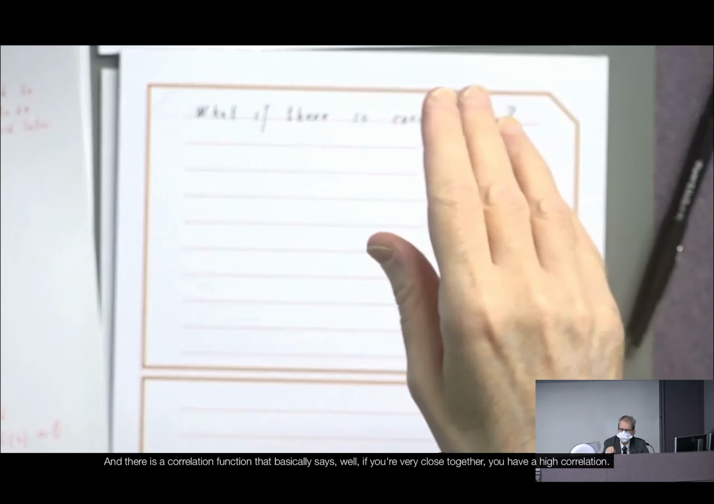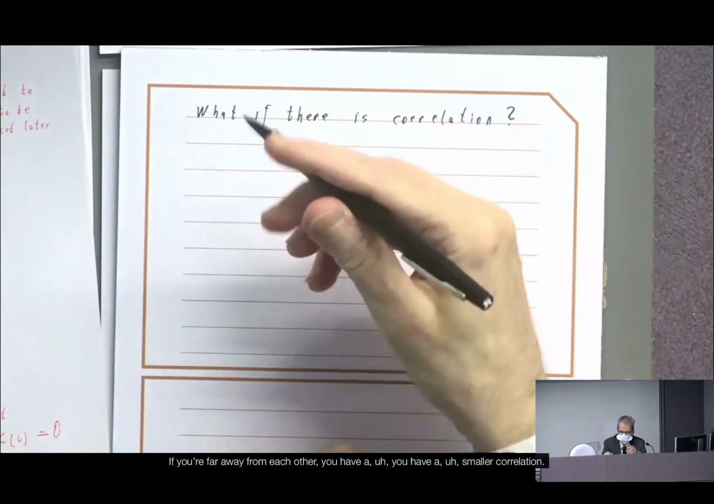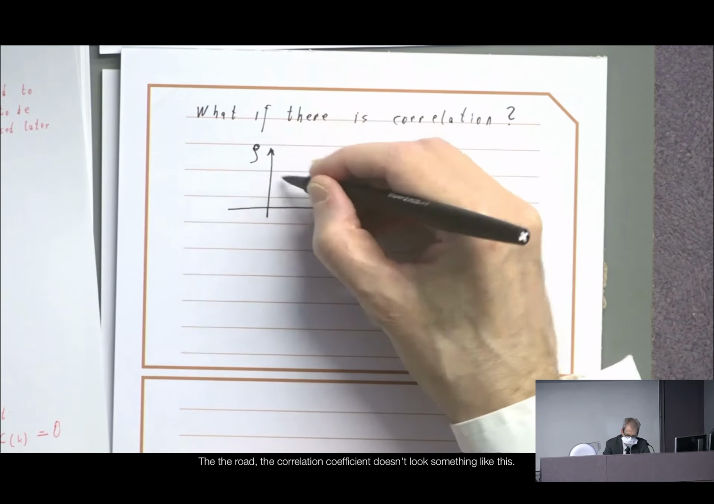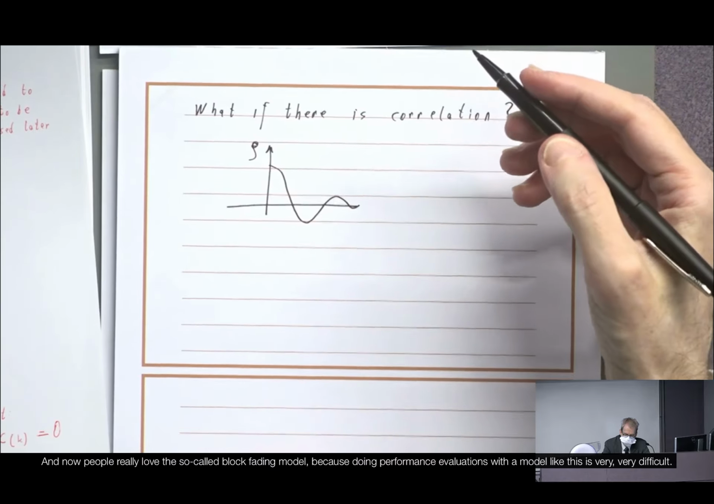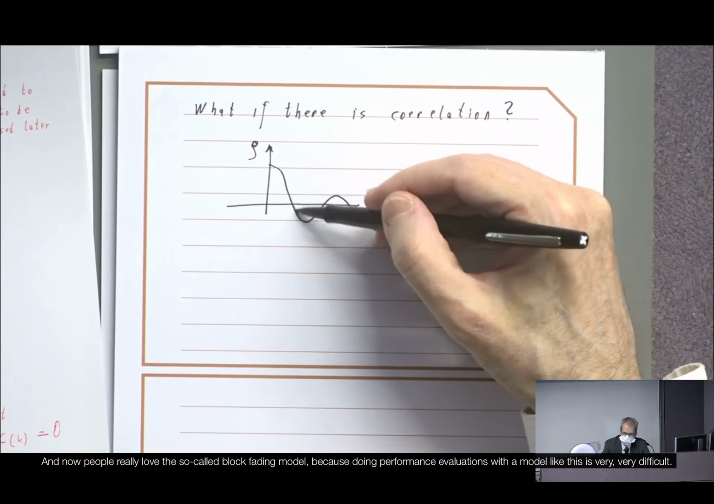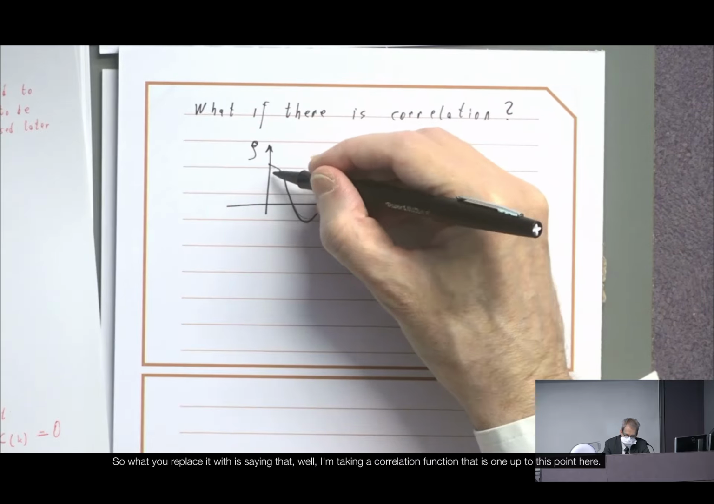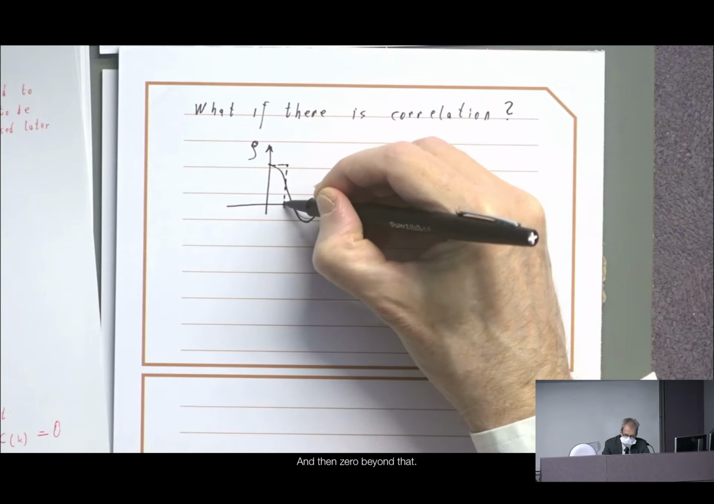And there is a correlation function that basically says, if you're very close together, you have a high correlation. If you're far away from each other, you have a smaller correlation. So this looks like, just plotting here the rho, the correlation coefficient, and it looks something like this. And now people really love the so-called block fading model, because doing performance evaluations with a model like this is very, very difficult. So what you replace it with is a correlation function that is 1 up to this point here, and then 0 beyond that.